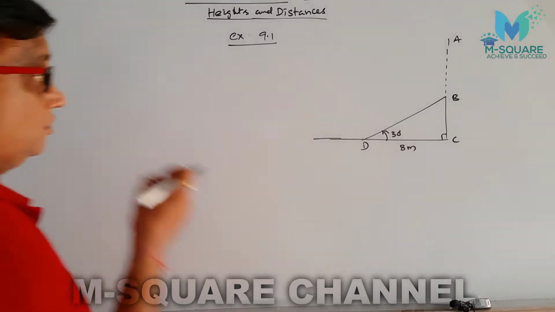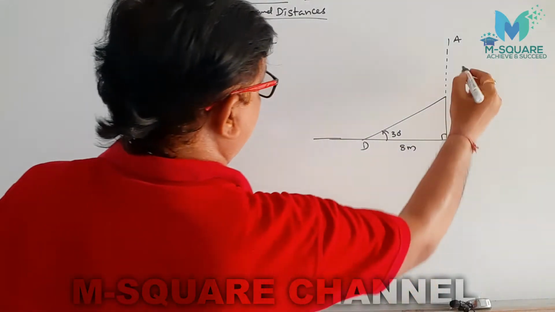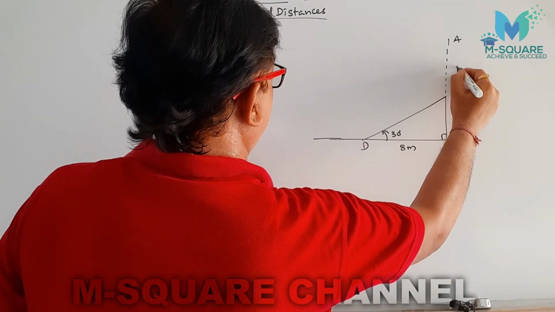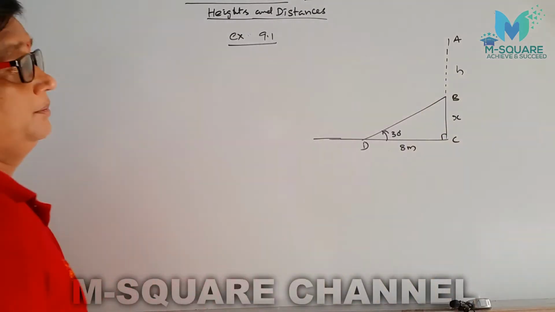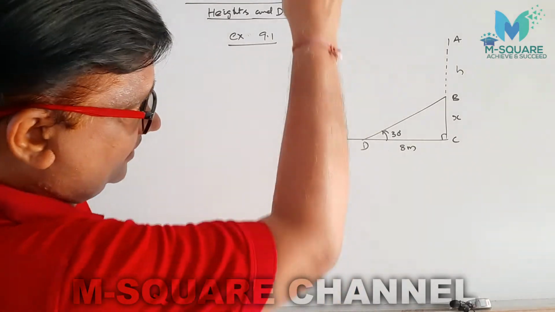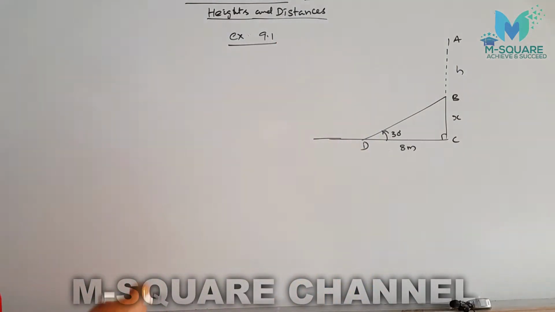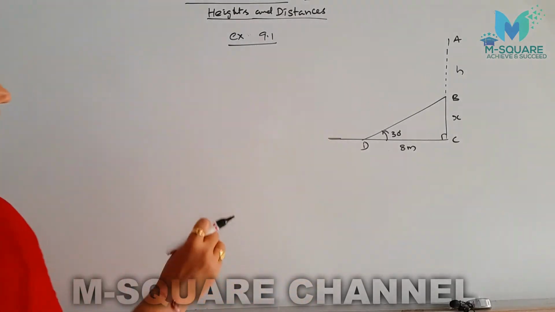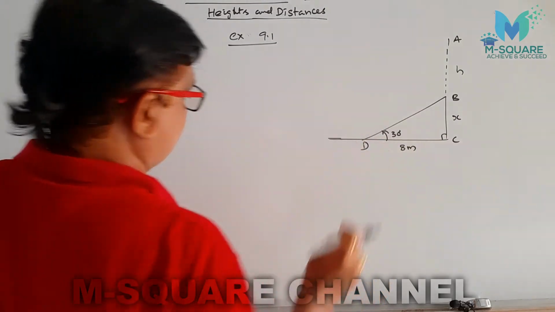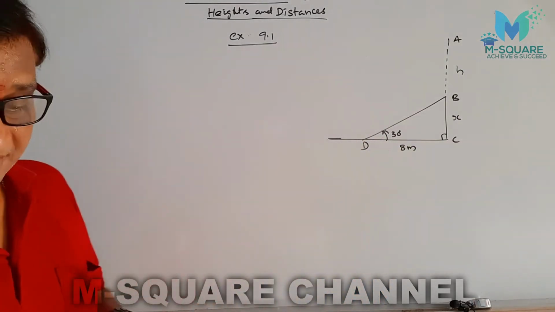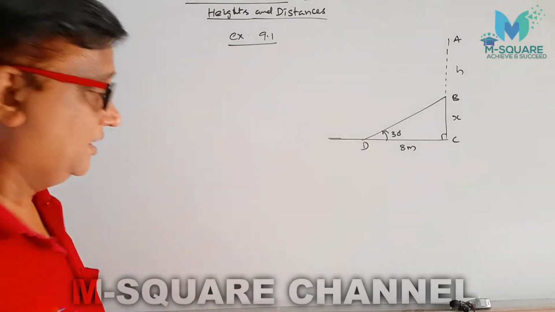Now we are going to find out the height of the tree. Height of the tree means, let this broken part be h, and let BC be x. So the height of the tree means h plus x. Here there is a relation between x and 8, that is opposite and adjacent. Opposite and adjacent is tan theta.